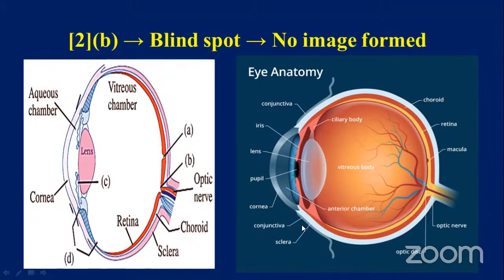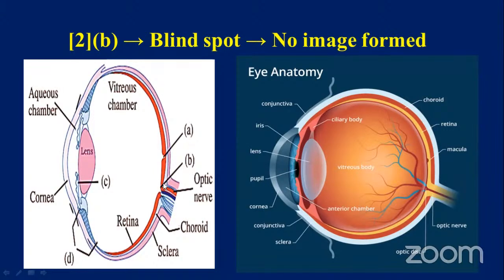Okay, my dear. Conjunctiva, sclera. Optic disc, also optic nerves, macula, retina, and choroid. These are the layers. Iris: the iris controls the intensity of the light. It allows how much light will enter inside the eye. So the option is two.